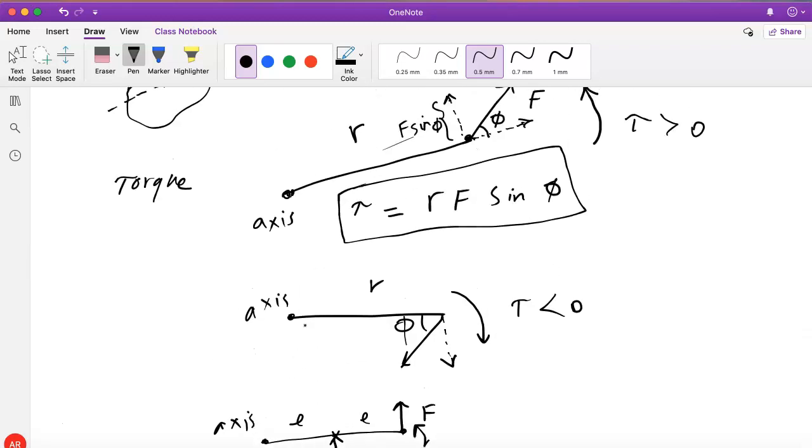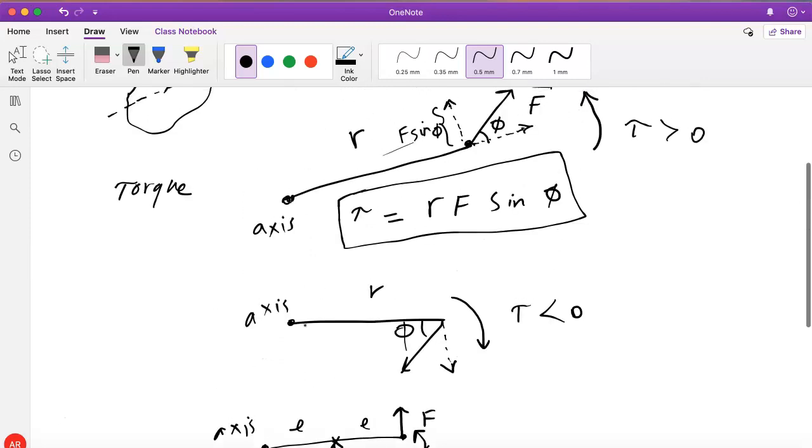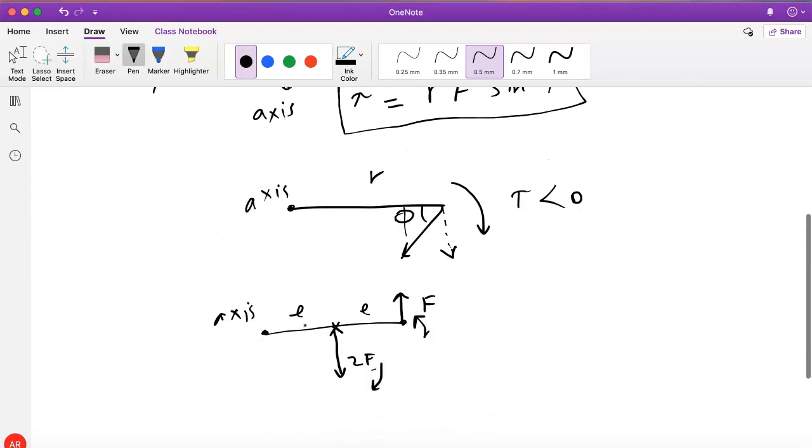So the sign of torque is quite important to keep in mind, and the way we do it is we visualize which direction the object tends to move due to the application of that force, and if it's counterclockwise, we assign a positive sign. If it's clockwise, we assign a negative sign.